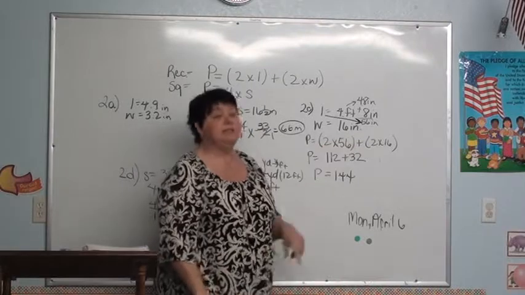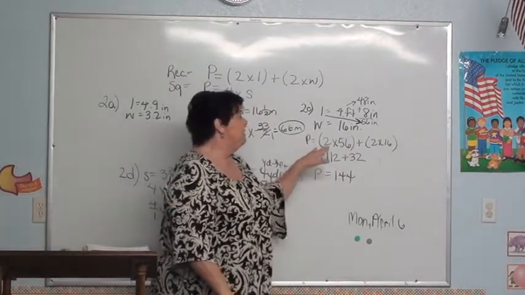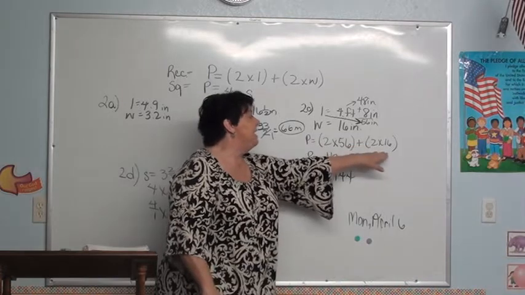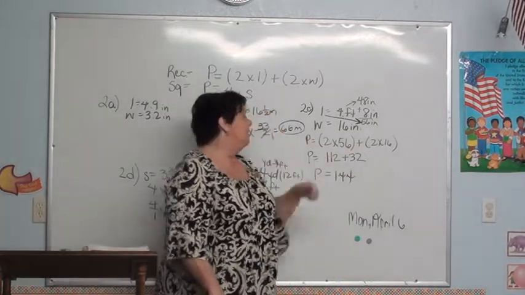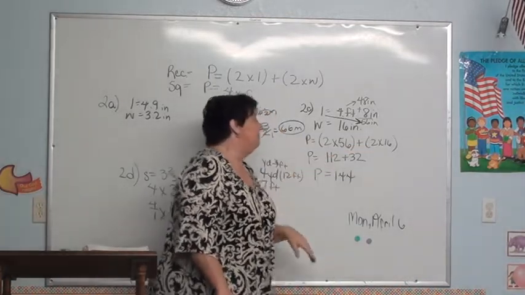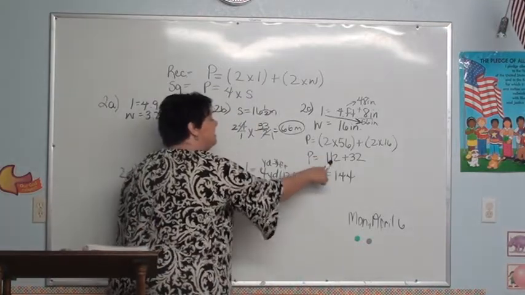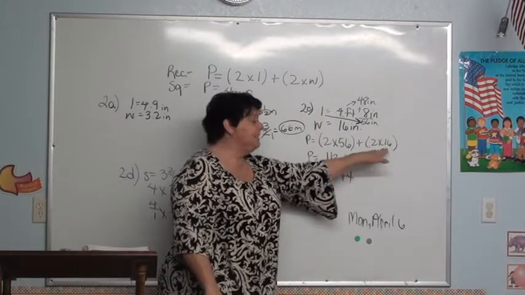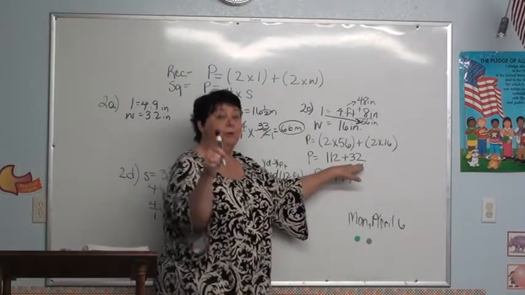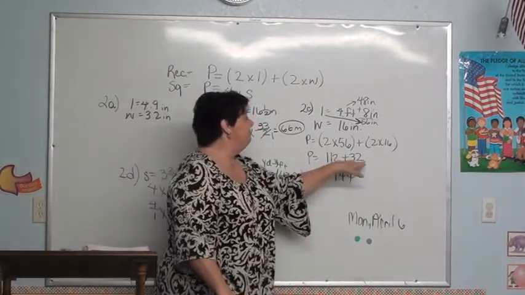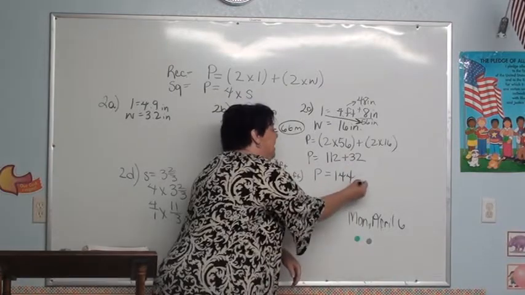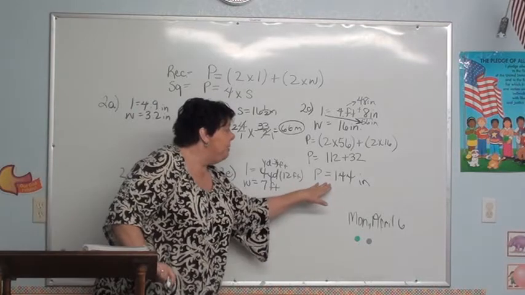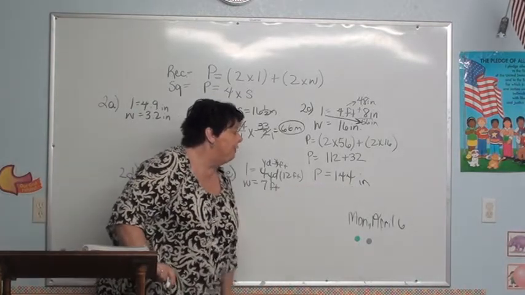The width is 16 inches. The perimeter is 2 times length, which is 56 inches, plus 2 times 16 inches. Let's look. Now I've done the math for you. 2 times 56 is 112, plus 2 times 16 is 32. I'm going to add 112 plus 32, and I get a total of 144 inches. So my perimeter is 144 inches.